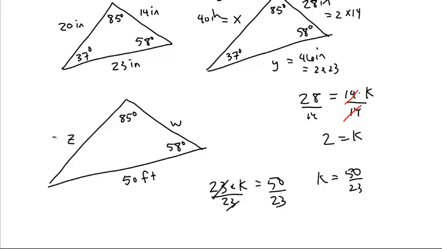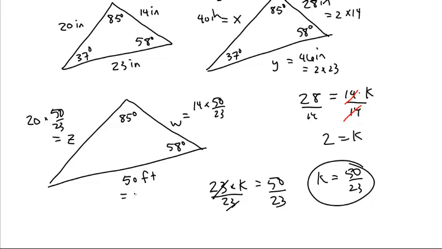And so this is your k. You multiply each thing by that. z is going to be 20 times k, which is 20 times 50 23rds. And w is going to be 14 times k, 14 times 50 23rds. And this 50 is 23 times 50 23rds. Now, we designed it. We knew that was already 50. That's pretty easy. But the other two we can figure out.